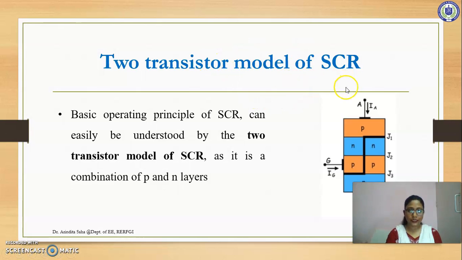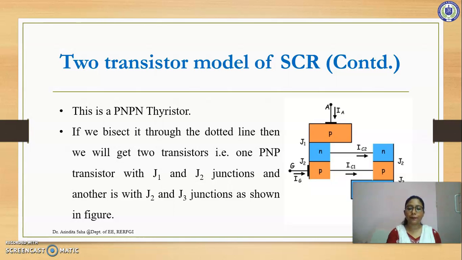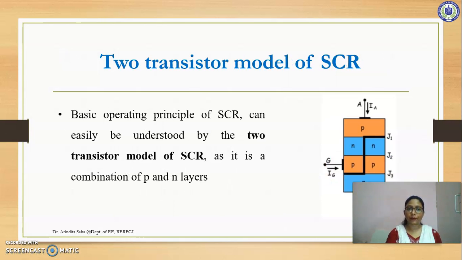Two-transistor model of SCR. We know that SCR is a four-layer device with alternating P and N layers, and the junctions are J1, J2 and J3, and the three terminals are anode, cathode and the gate. So we know it is a PNPN thyristor.